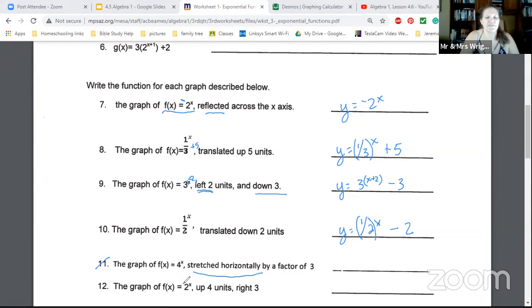All right, the graph of f of x is 2 to the power of x up 4 units and to the right 3. So I'm going to take the horizontal change first. Y is 2 to the power of x. The horizontal change happens inside. It's an inside change, and we know it's always an opposite change. So if it's right, +3, I'm going to subtract 3 here in my equation. Up 4 units means I'm going to plop a +4 right there at the end of my equation. So my equation is y equals 2 to the power of x minus 3, plus 4.